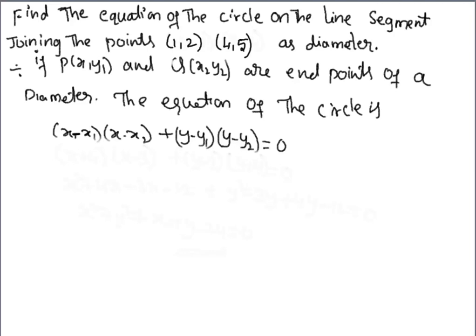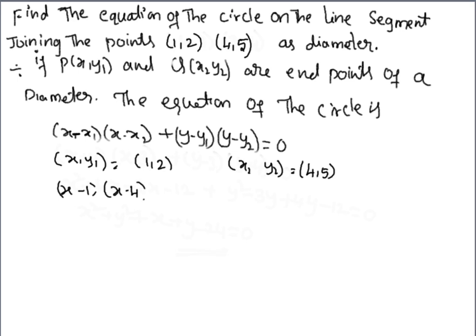Find the equation of the circle on the line segment joining the points (1, 2) and (4, 5) as diameter. If P(x1, y1) and Q(x2, y2) are the endpoints of a diameter, the equation of the circle is (x minus x1)(x minus x2) plus (y minus y1)(y minus y2) equals 0. Here (x1, y1) is (1, 2) and (x2, y2) is (4, 5). Substituting, we get (x minus 1)(x minus 4) plus (y minus 2)(y minus 5) is equal to 0.